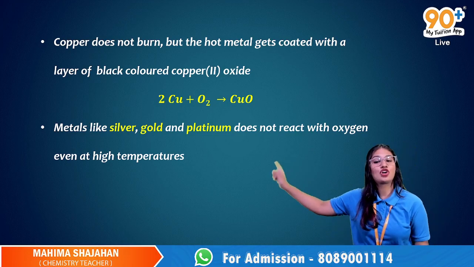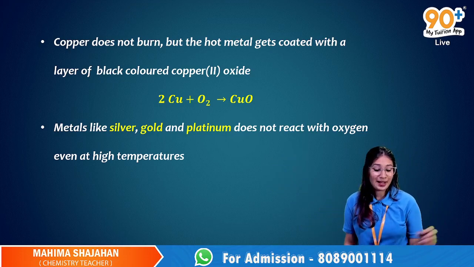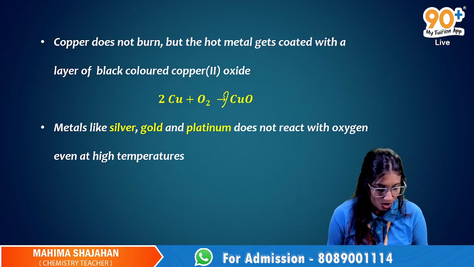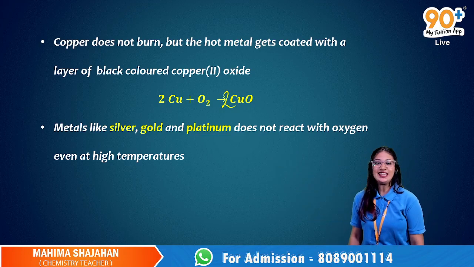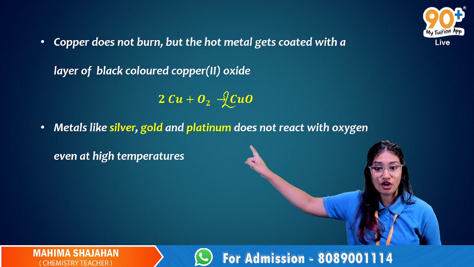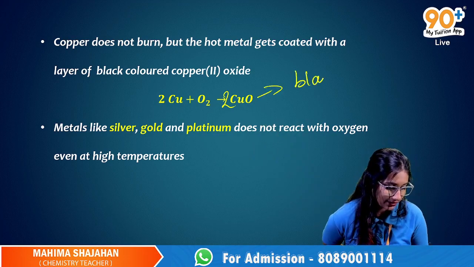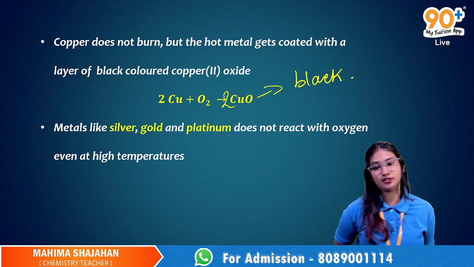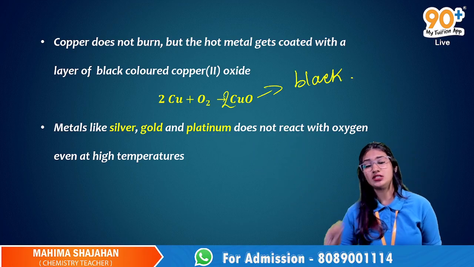Okay, so copper is reacting with oxygen to form a black coating of copper oxide, CuO. This is how you balance it, right? Yes, copper reacting with oxygen to form a black coating of copper oxide. It is black in color. Then we have some metals which are least reactive.